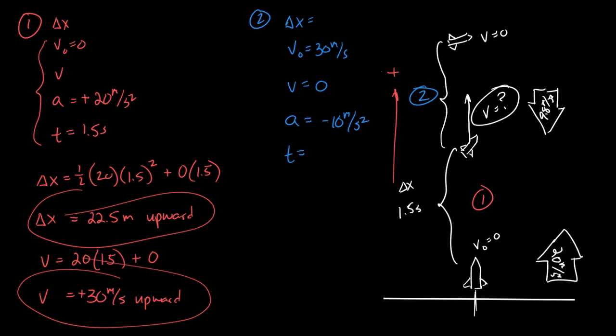So I'm going to pick one to figure out. Let's figure out delta x first. That'll be v squared minus v naught squared equals 2a delta x. So 0 minus 30 squared equals 2 times negative 10 times delta x. 30 squared is 900, divided by 10 is 90, divided by 2 is 45. So I think it's 45 meters.